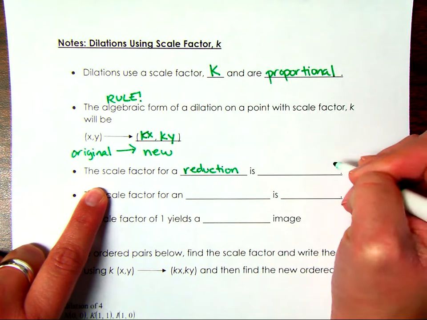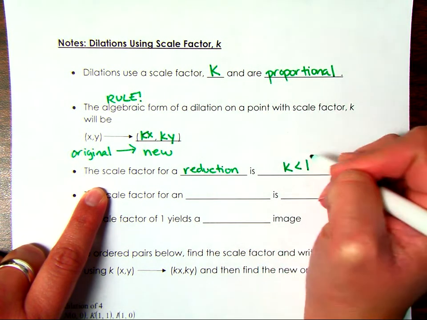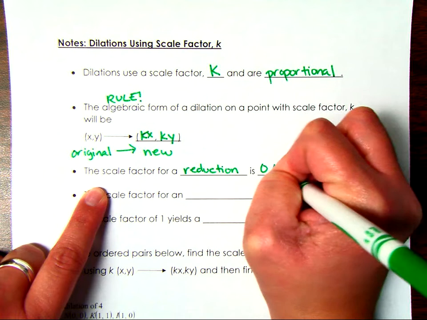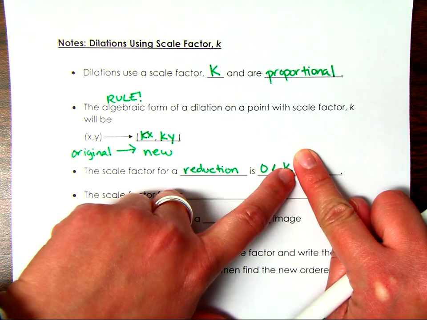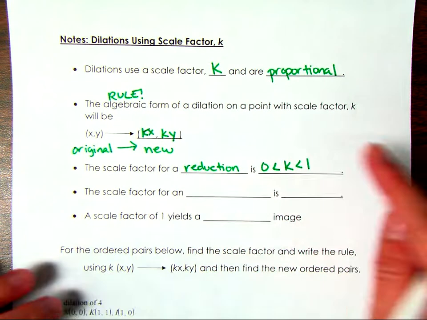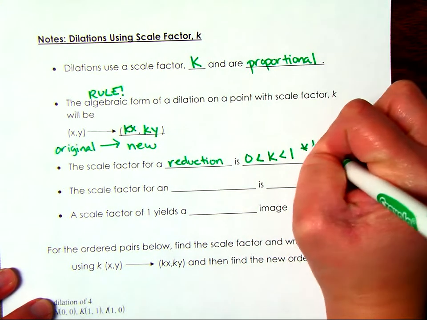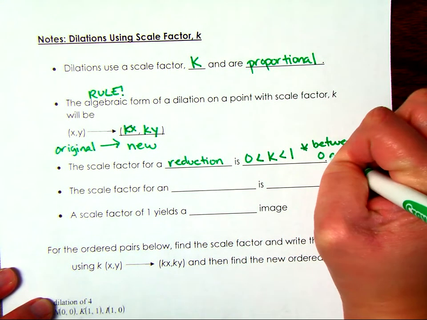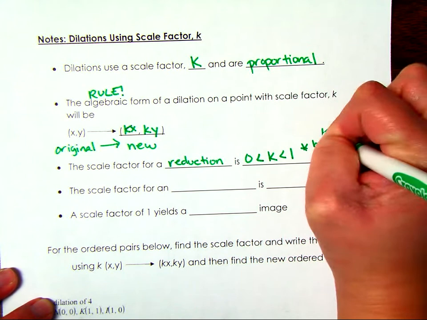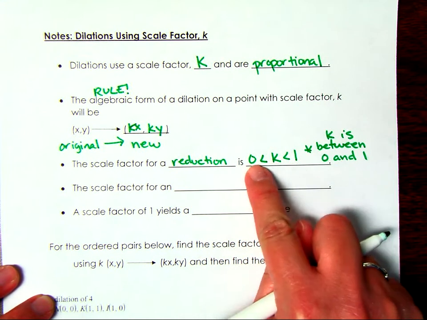Remember, the scale factor for a reduction is where K is less than 1 but greater than 0. That looks a little funny, but if I said 0 is less than K, that means K is greater than 0. So it's going to be between 0 and 1. Okay? So K is less than 1, but greater than 0.